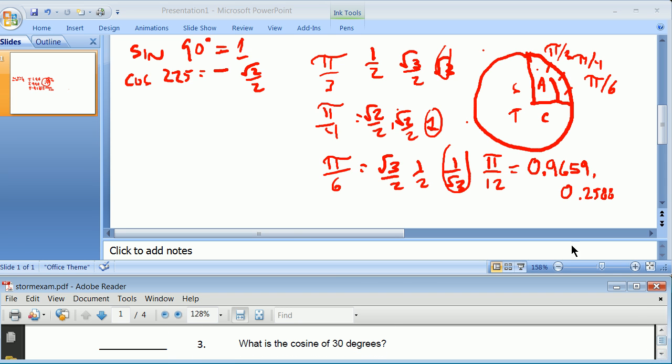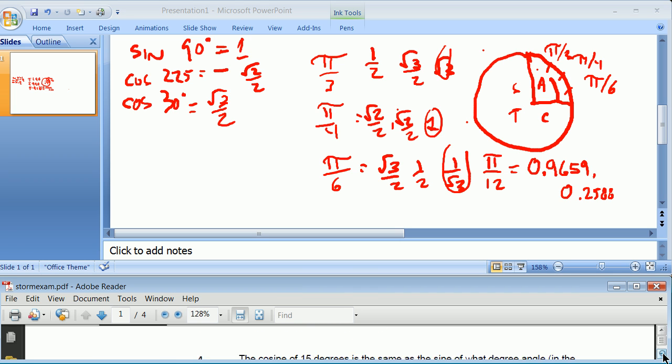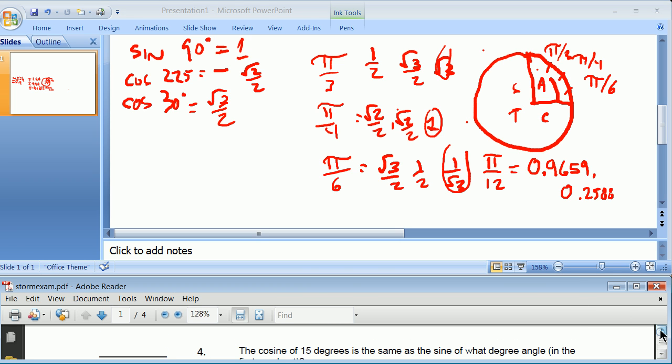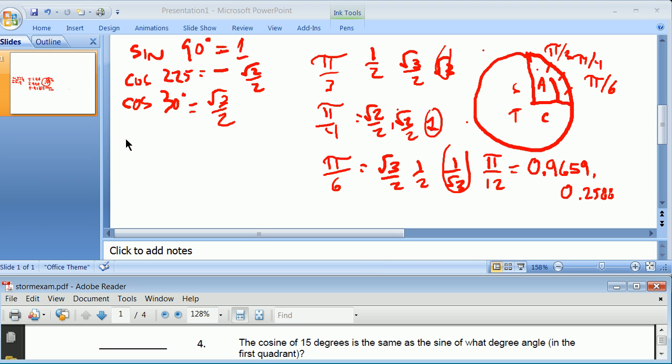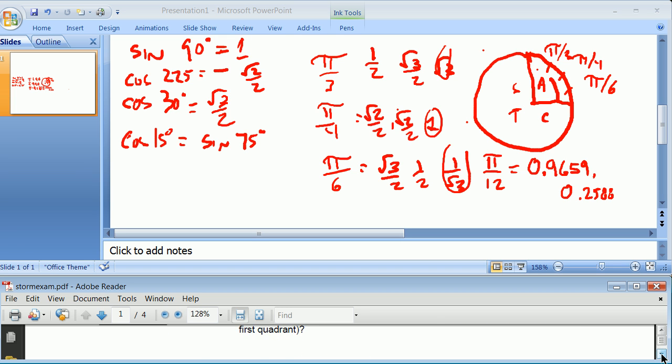the full circle. The cosine of 30 degrees. The cosine of 30 degrees is in fact going to be more in the x than it is in the y. It is the same as the cosine of pi over 6, so it is the square root of 3 over 2 in the first quadrant. The cosine of 15 degrees is the same as the sine of 75 degrees because of symmetry about the 45 degree y equals x line.